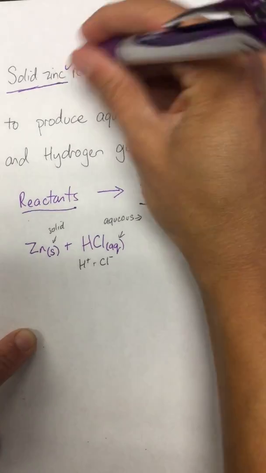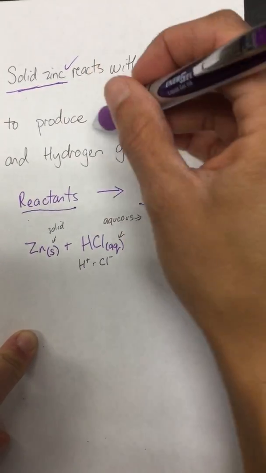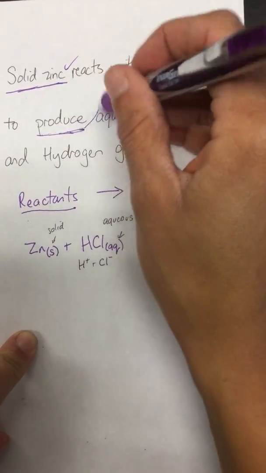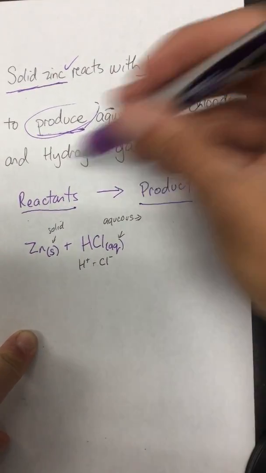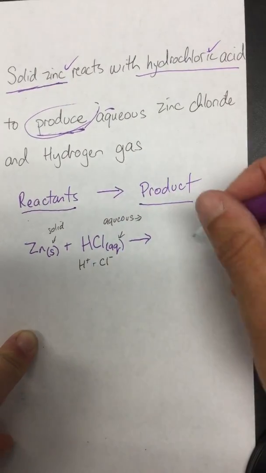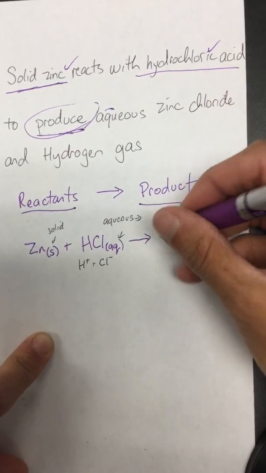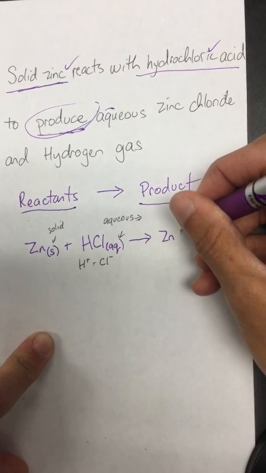Okay? So here I've got my reactants put down, and these are going to create or produce aqueous zinc chloride and hydrogen gas. So I'm going to put my arrow down here to show that the reaction's happening, and then on my other side, on my product side here, I'm going to put that zinc chloride.